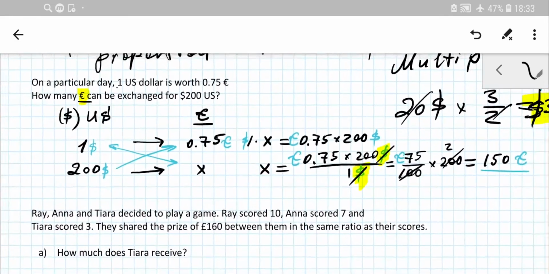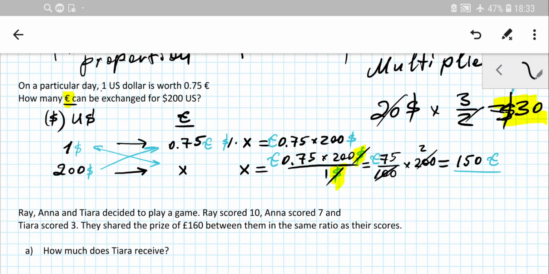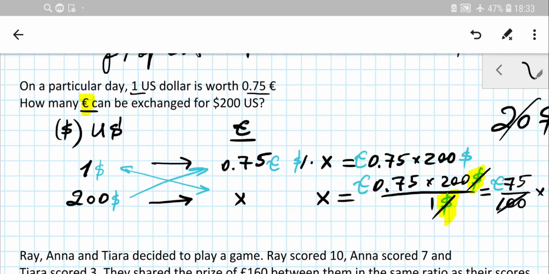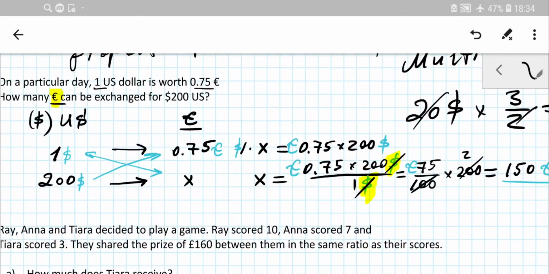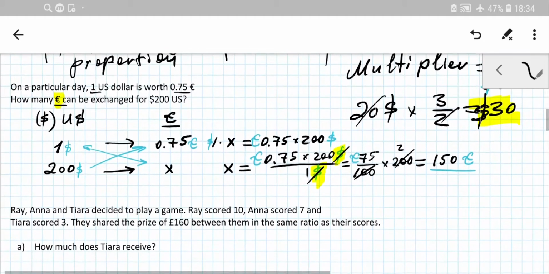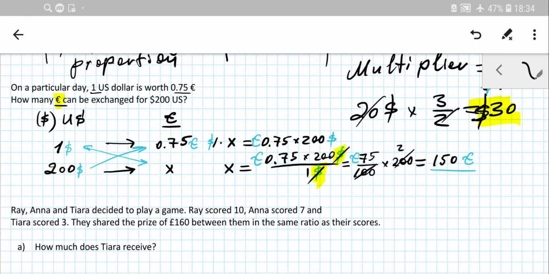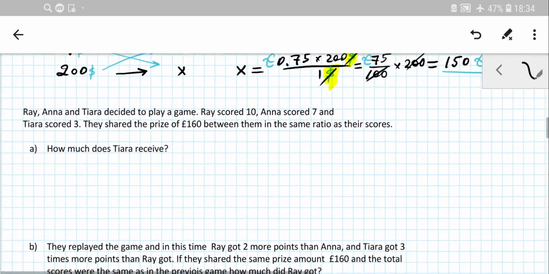And there is another check that you can do. You see that for 1 US dollar, obviously in real life, you should get fewer euros, right? Because the exchange rate for euros is higher than for $1 from America, the US dollar. So that means that for $200, obviously you need to get less than 200 euros, and you've got 150. So at least this is correct. If you've got more than 200 euros, obviously you're wrong, and that's another check that you can use when you're solving this sort of question. All right, so let's move next.